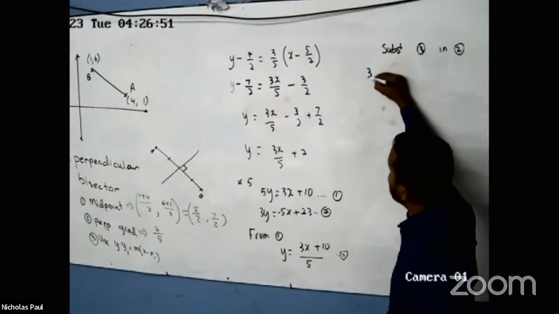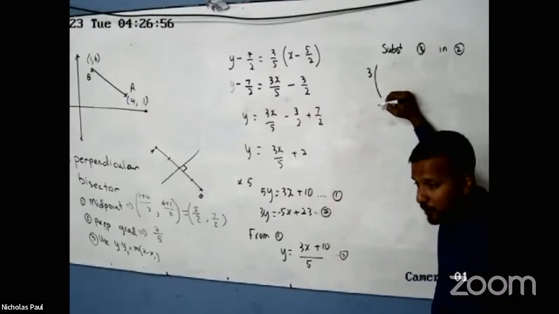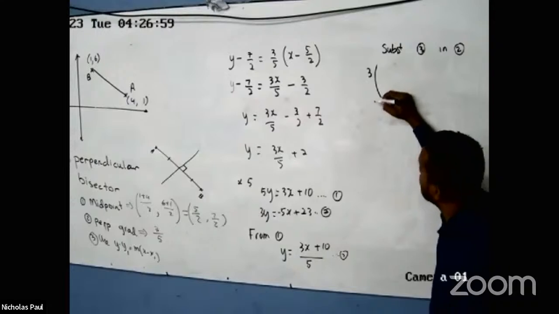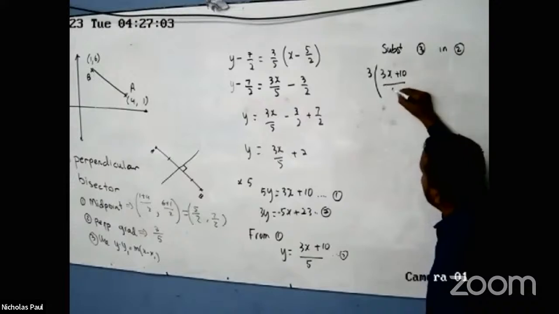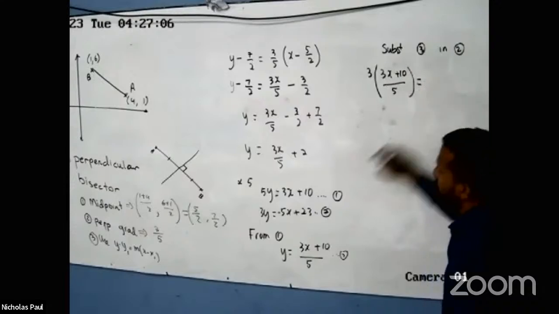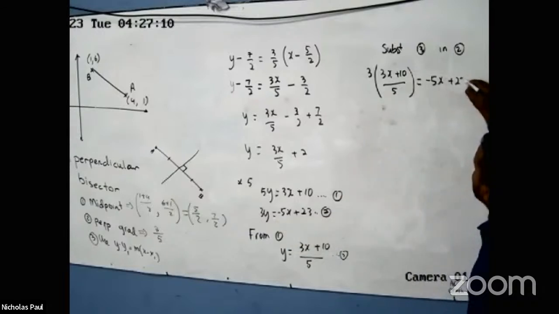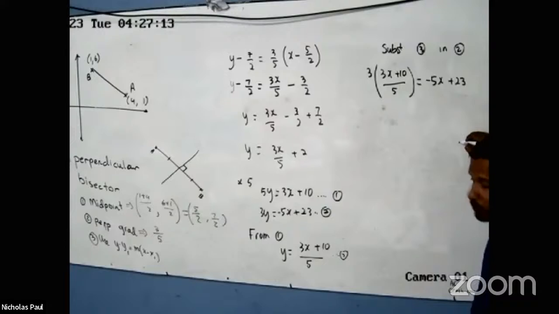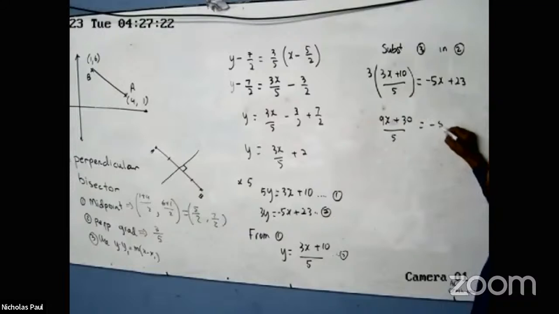So you'll get 3 by y, and y is that whole thing. Put in a bracket as a substitute, and then I'm going to expand. So I'll get 3 by (3x plus 10) all over 5 is equal to, remember, substitute for y, minus 5x plus 23. Are you okay with that? Multiply out here, you'll get (9x plus 30) all over 5 is minus 5x plus 23.